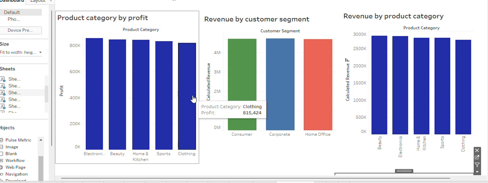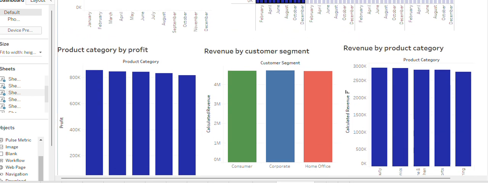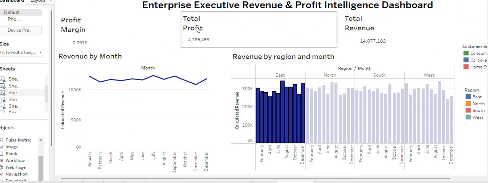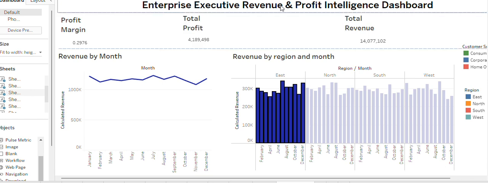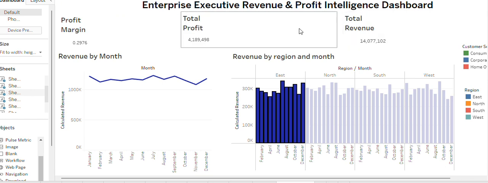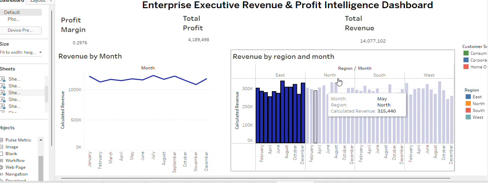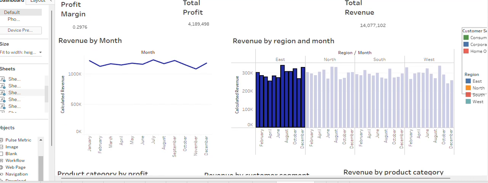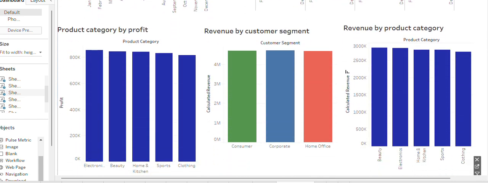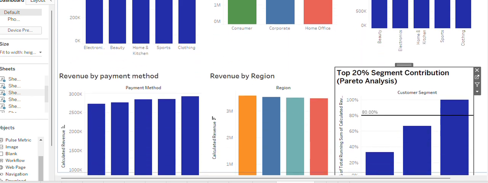The dashboard. It's enterprise executive revenue. These are filters. These are the charts. This is it.